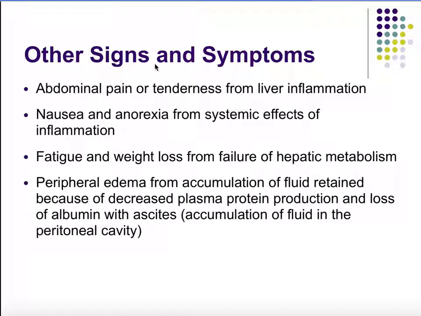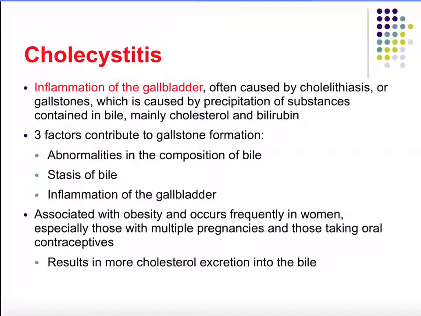So other signs and symptoms that we see with liver failure include abdominal pain and tenderness from inflammation, nausea, and anorexia from the systemic effects of inflammation. We'll see also fatigue and weight loss, and then again, the peripheral edema and the ascites because of the fluid retention. So let's move on from the liver to the gallbladder.